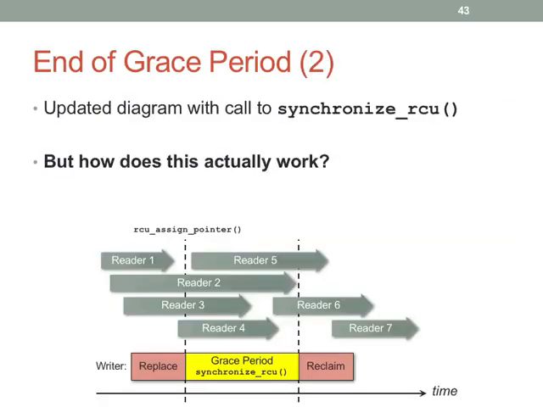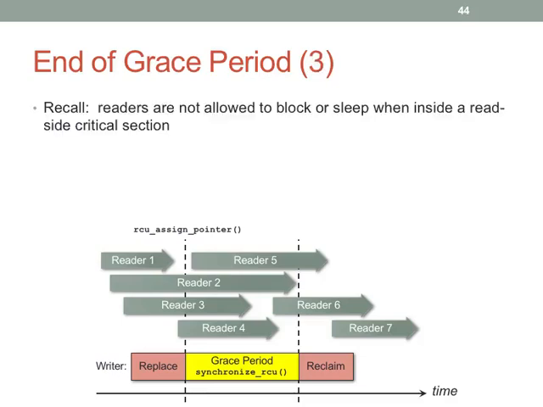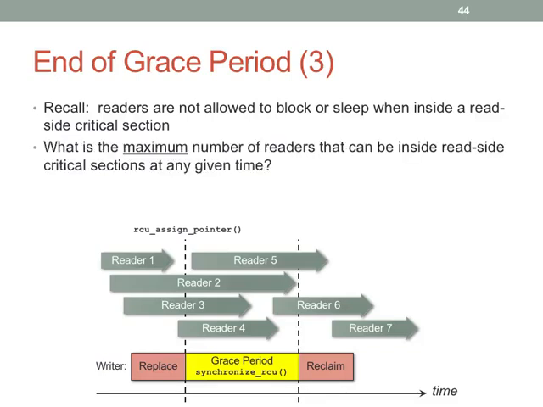So here is the implementation. So how does this work? Well, remember that read-side critical sections had a constraint that they were not allowed to block. We're not allowed to switch away from one of these readers while we're inside the read-side critical section. This is actually really important. So here's the question. What's the maximum number of readers that could be in this data structure inside the read-side critical section at any given time? There's a limit. Yeah, number of cores on our system.